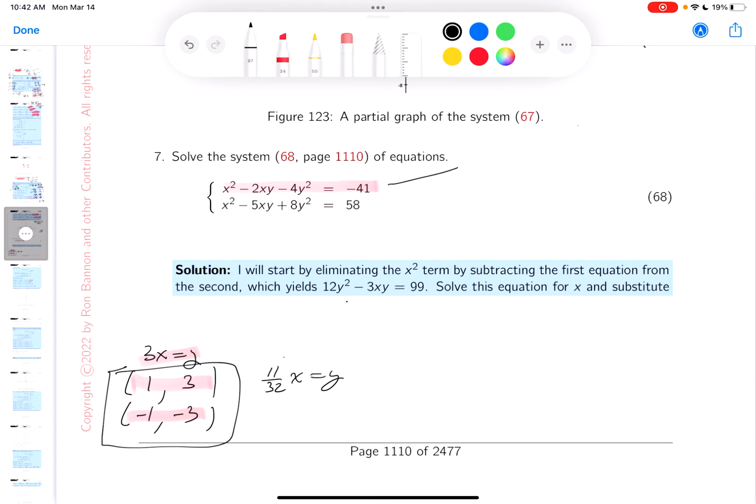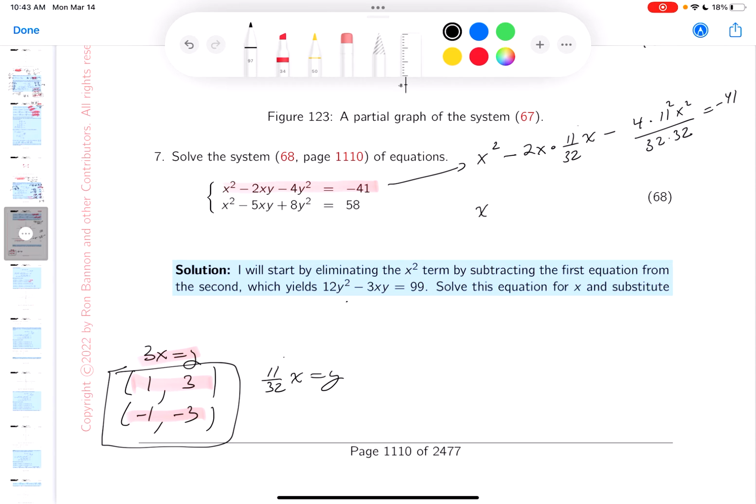So you can get x squared minus 2x times y. What's y? It's 11 over 32. x squared minus 4 times 11 over 32 squared. Wow, 32 squared, right? So I can put down 32 times 32. There's a point to that. And that equals minus 41. All right, let's see if I can do that.